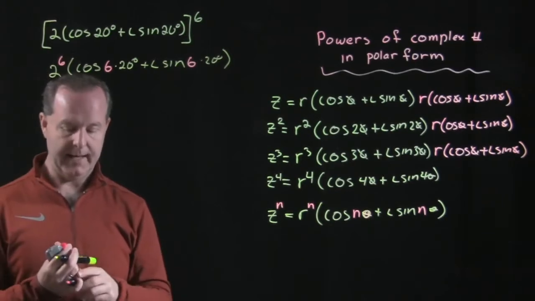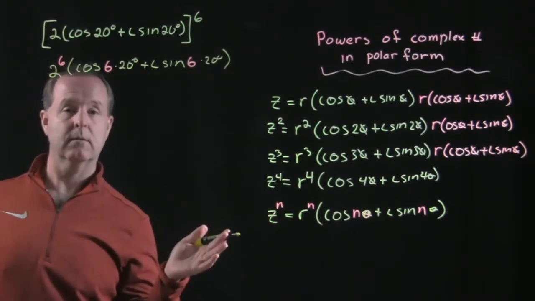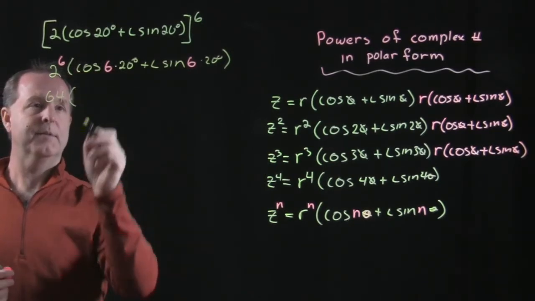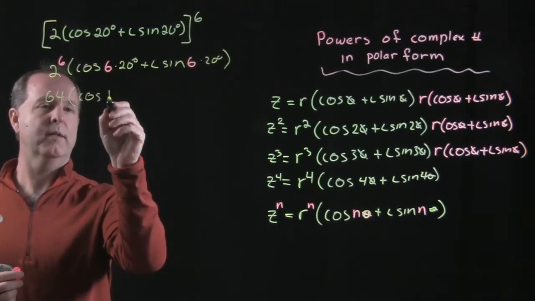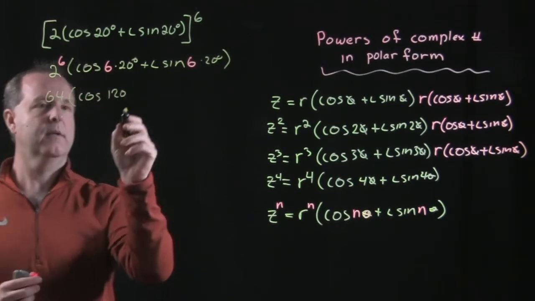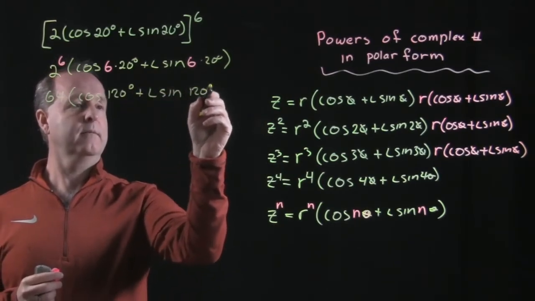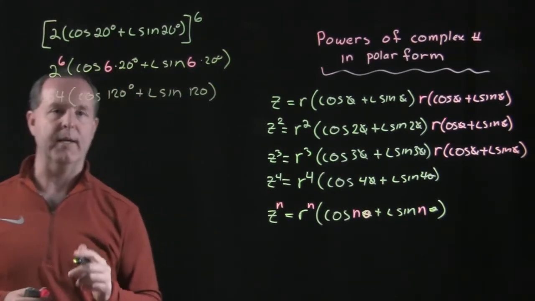Then from there, we can go ahead and eliminate one of our colors. And 2 to the 6th, what do you think? 64 times cosine of 6 times 20, which is 120, plus I sine 120. Cosine of 120 is an exact value that we know.